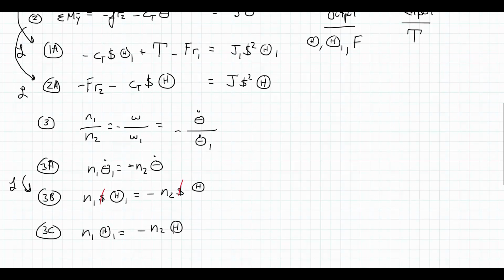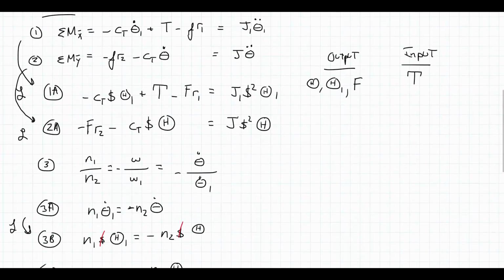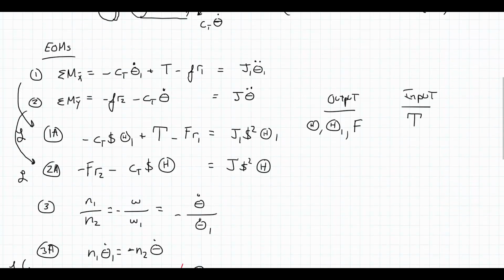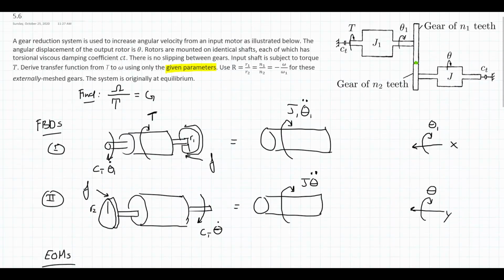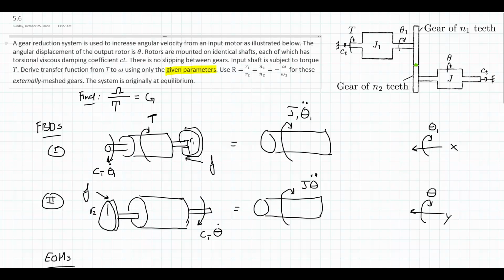So now we see at the moment we do have as many equations as we have outputs for theta, theta 1, and f. But actually we do have a bit of a problem because we have this R1 and R2. Now we needed those because when we took the moment, we had to do the force times the moment arm to figure out the moment from the force at the teeth. But if we look back, we're not given R1 and R2. We are only given N1 and N2. So we need to express this only in given parameters.